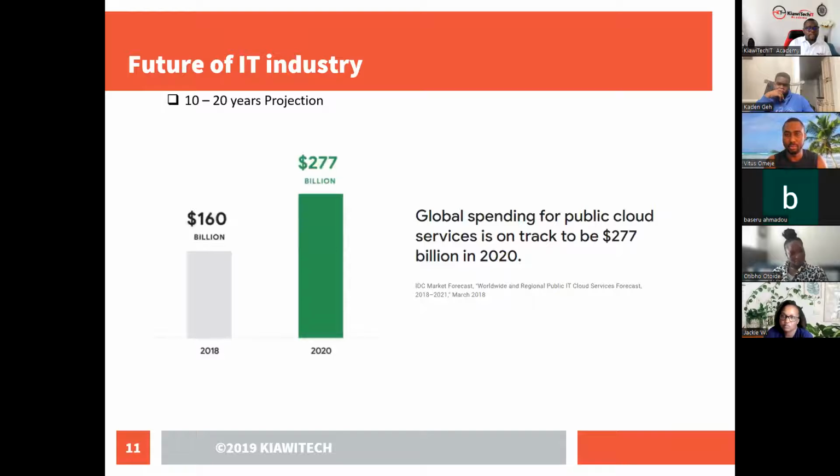Now, this is a projected expenditure that companies are going to make. This is actually 2020. And you see that by 2020, 2 years ago, it was projected that total expenditure in the public cloud will grow by 277 billion. Now, these numbers have tripled again now and will even quadruple in the next decade to come. So these are studies that are done to see how the projections look.